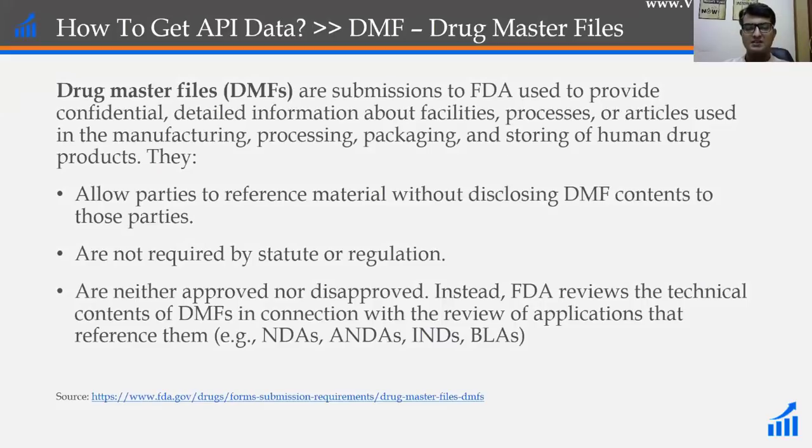Now, this is the definition and description from the US FDA website itself, and all this data is also available on the FDA site, and I'll show you just after this, right? So these are master files, which are submissions to FDA used to provide confidential and detailed information about facilities, processes, or articles used in the manufacturing. So this is very critical, right? Basically, if there is any API going into that formulation, they will need to give information about those APIs, and that is how you can trace who is making those APIs and all that, right?